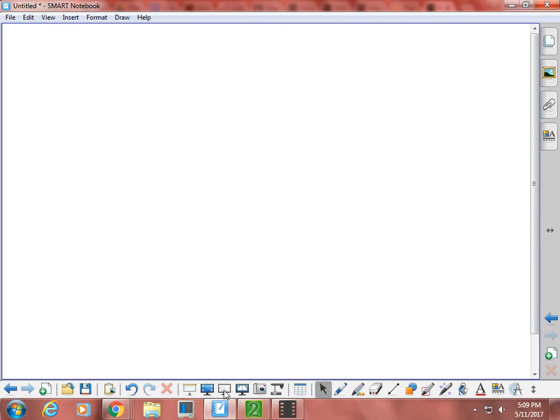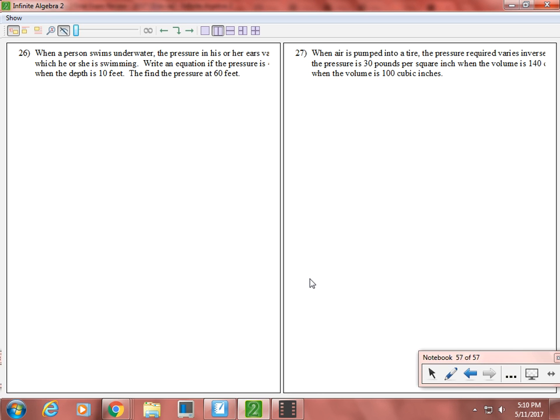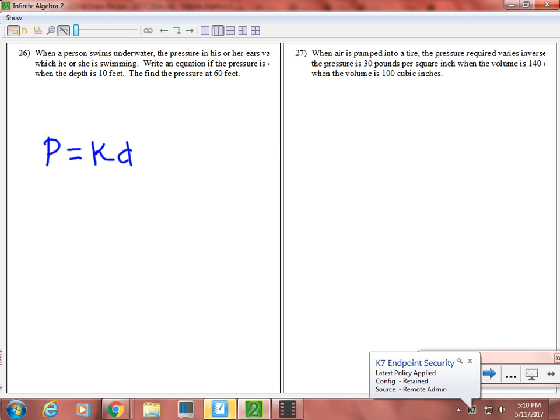We're going to start this one with number 26, which is our inverse and direct variation story problems. So, reading the problem. A person swims underwater. The pressure on his ears varies directly. So the pressure varies directly means that it's going to be K times a number with the depth at which they're swimming. Okay, so it's saying write an equation if the pressure is 4.3, we don't know our K value, and our depth is 10 feet.